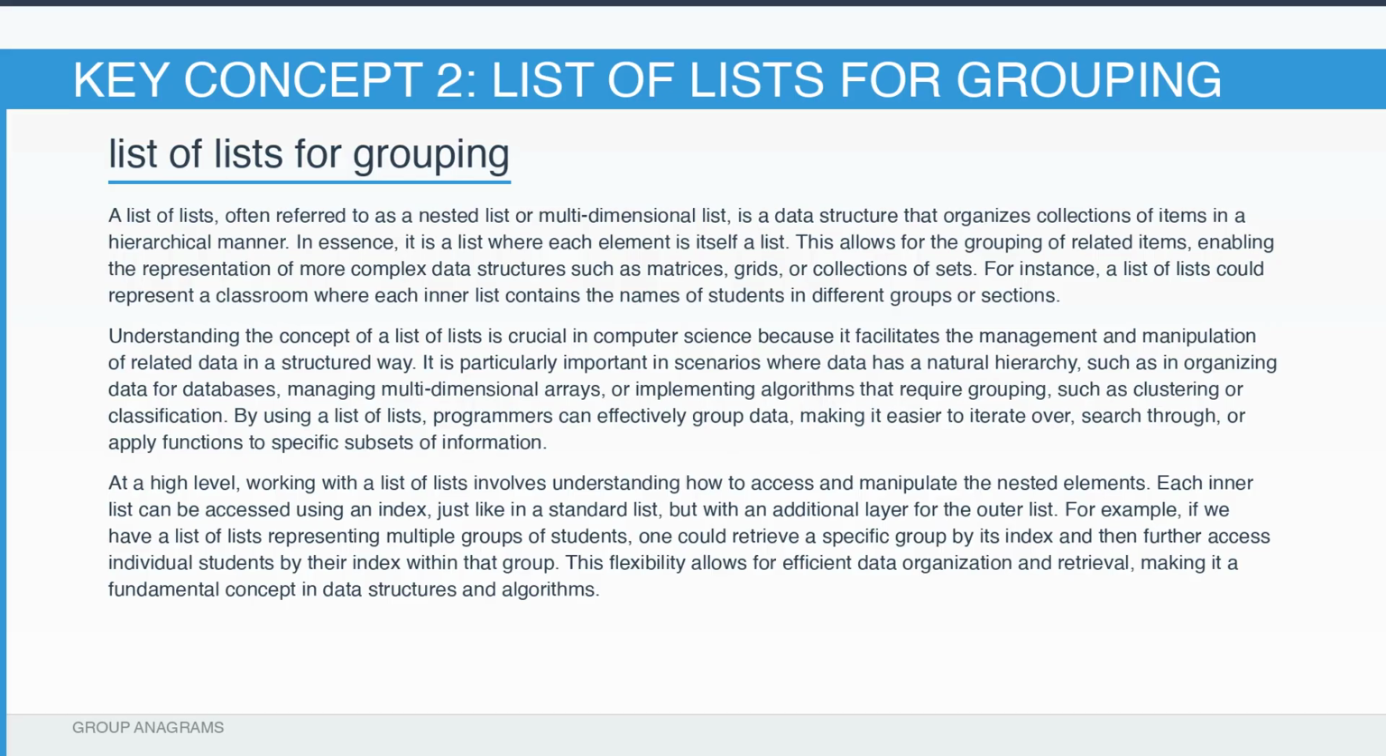When working with a list of lists, you access elements using indices. Just like accessing a book on a shelf, you first find the right shelf, our outer list, then locate the specific book, our inner list. This flexibility makes it easier to retrieve and manipulate data, which is fundamental in developing algorithms and data structures.